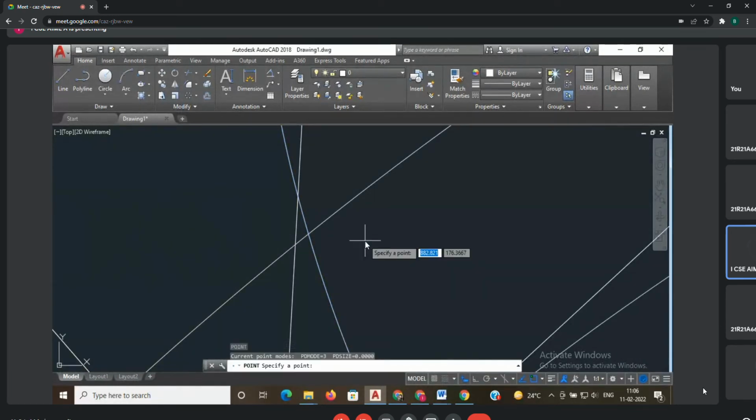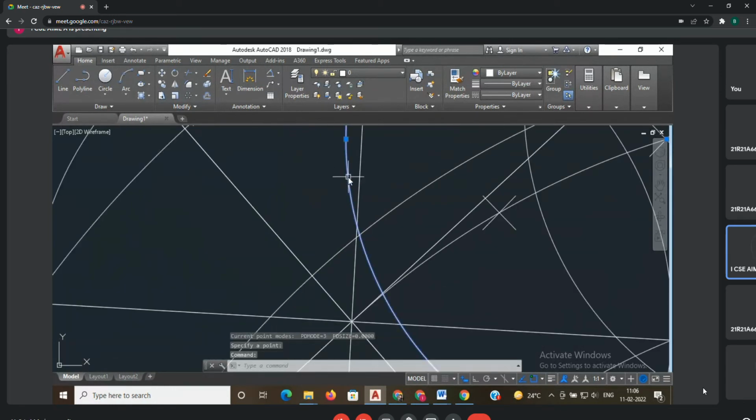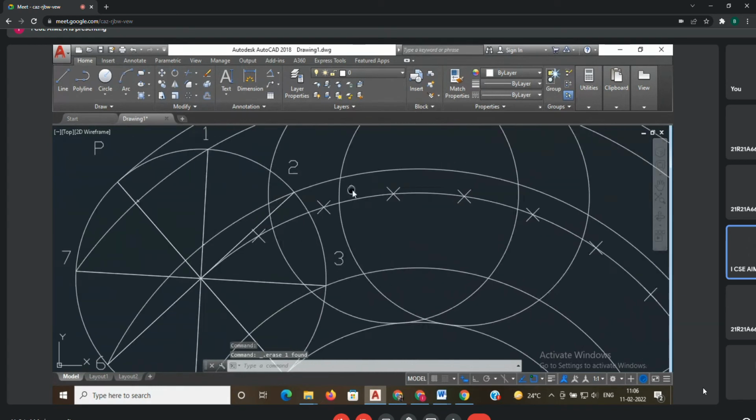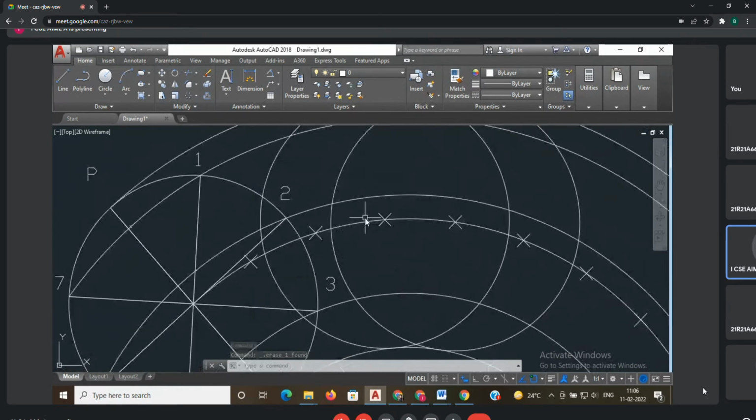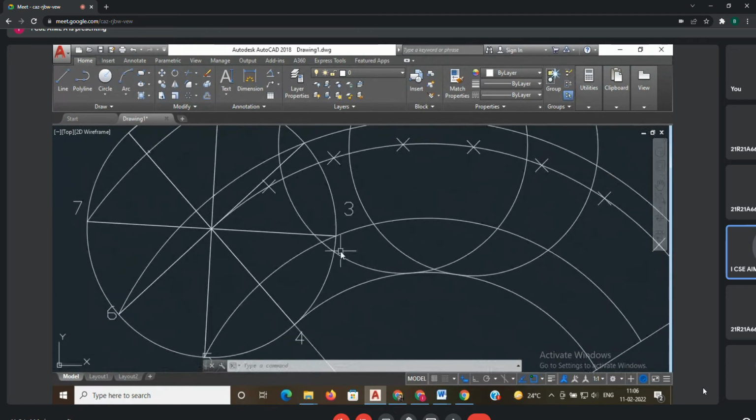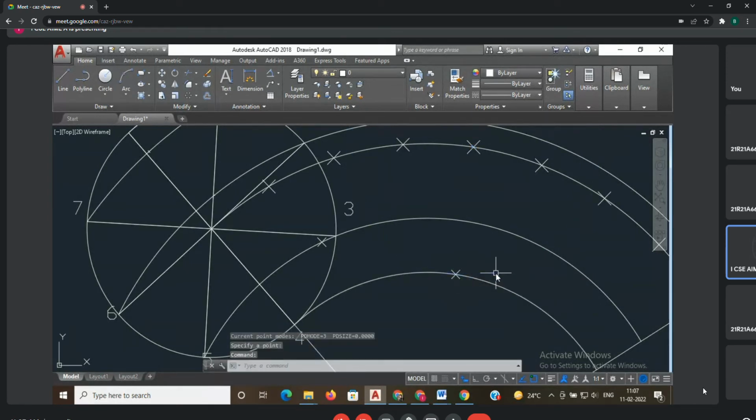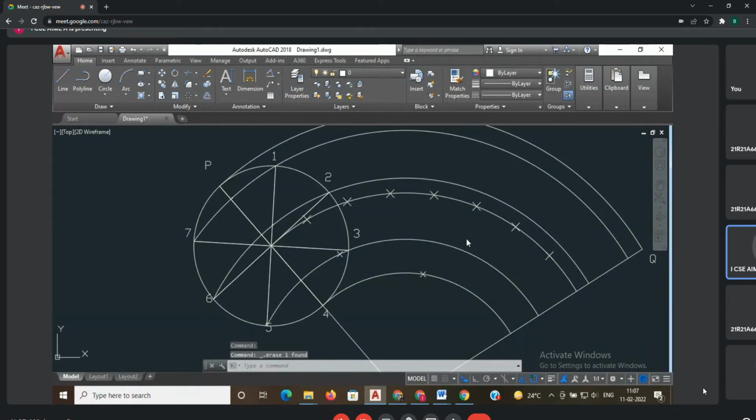PO. Whenever you are giving points or finding the midpoints, end points and all, just zoom out and do it. Next, the third point. This is the third circle, and the third line is here. Point, PO, point. Now delete this. For the fourth line, the fourth point will automatically be here. This is your fourth point. Delete. With the circle method you can easily draw the points, even if it is 12 divisions or 8 divisions.